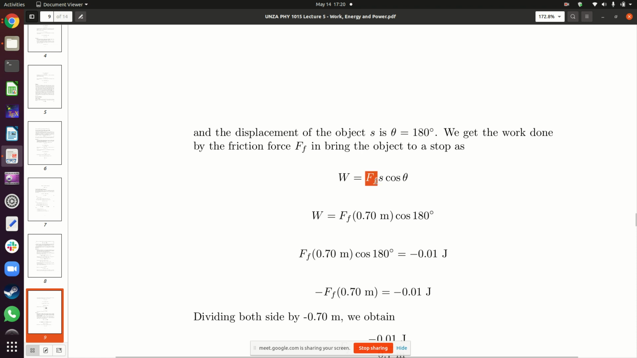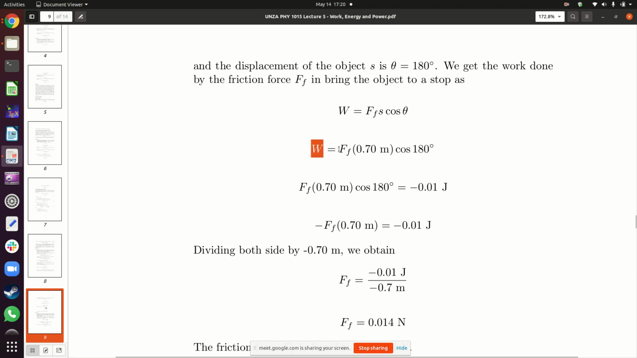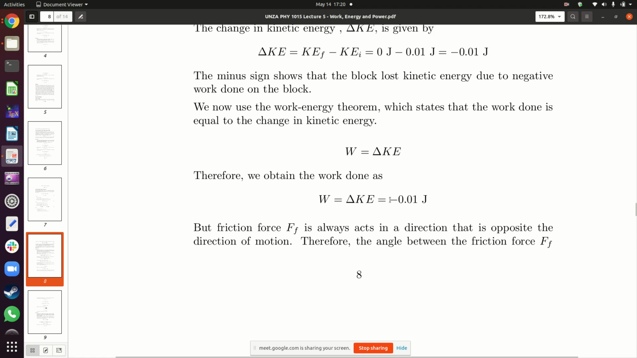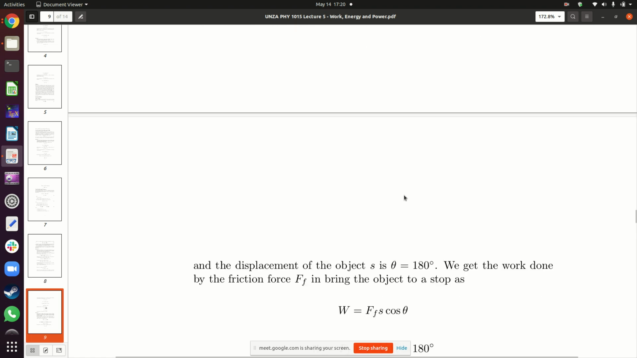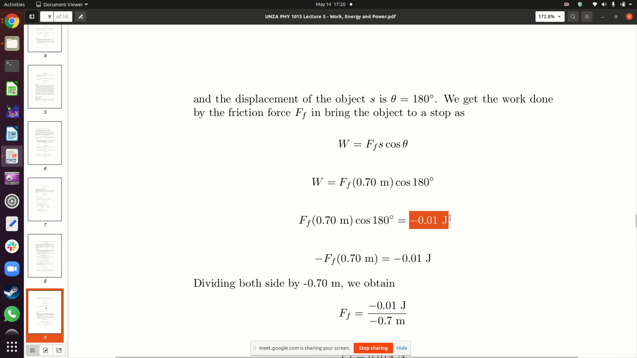Work done is going to be the friction force multiplied by the displacement multiplied by the cosine of the angle between the friction force and the displacement, which is equal to 180 degrees. So the work done is going to be the friction force multiplied by 0.7 meters multiplied by the cosine of 180 degrees. And this cosine of 180 degrees is going to give you a negative 1. So we equate this bit, which is the work done, to this bit, which is the change in kinetic energy. So when we equate them, this is what we end up with.